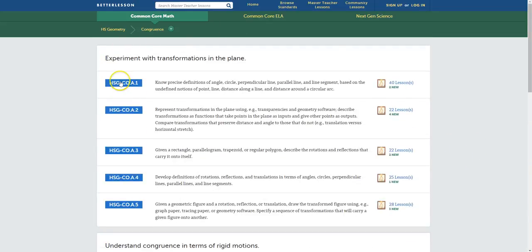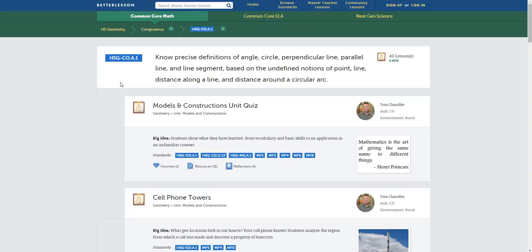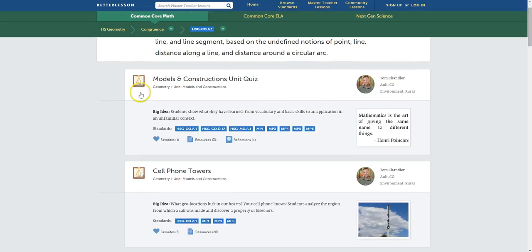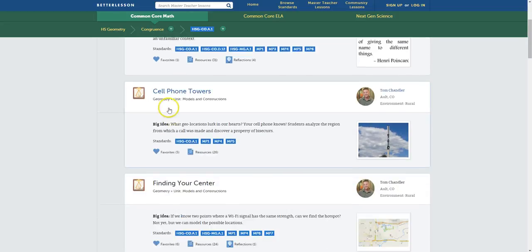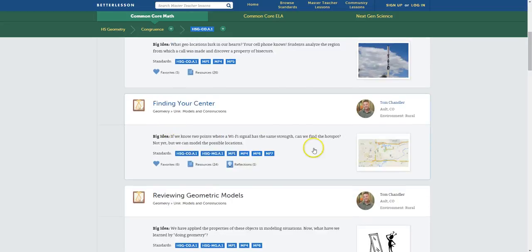Let's take a look at the first standard. What you see here is then there's 40 lessons within this standard, and you can just look and see what the overview is for each one. Also, take a note on the right-hand side, you can see the master teacher who has designed them. So if you start using this site a lot and you happen to like the lessons that these master teachers have written, you can go back and you can follow those master teachers.